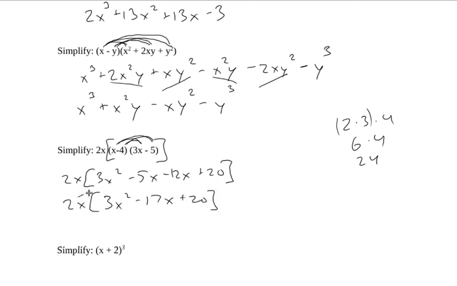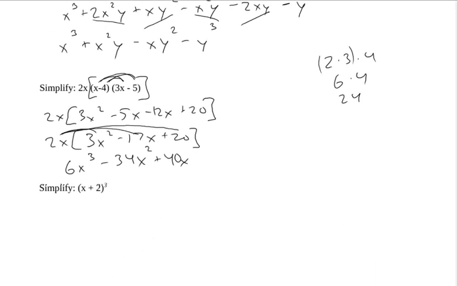Now I can distribute my 2x through the parentheses. So 2x times 3x squared is 6x cubed. 2x times negative 17x is negative 34x squared. And 2x times 20 is plus 40x. This is in standard form. There's a degree 3, degree 2, degree 1. So I'm happy with that.